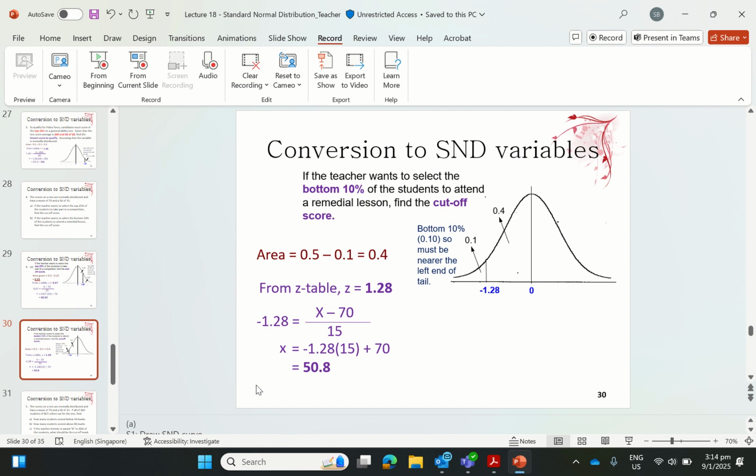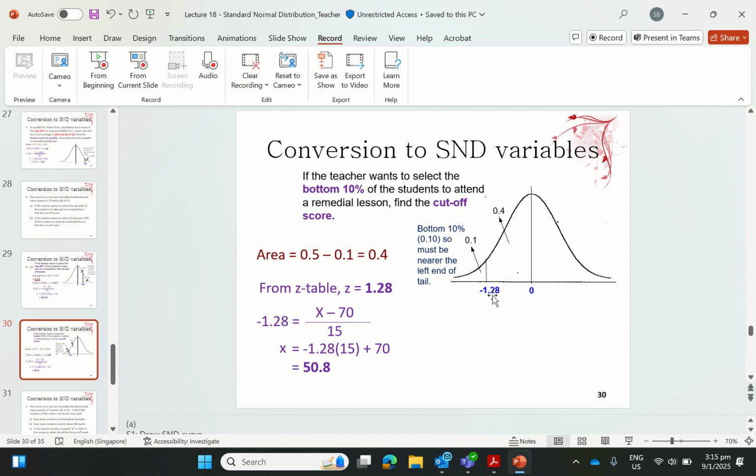This one is a little bit different because it's the bottom 10%, so it's on the left side now. But how you calculate is the same. Bottom 10 is still 0.1, 10%, right? So I need to minus from 0.5 because this is the outside area. So you get an inside area of 0.4, and then use the Z table to find the Z value of 0.4. You should get 1.28. Okay, and then you substitute.